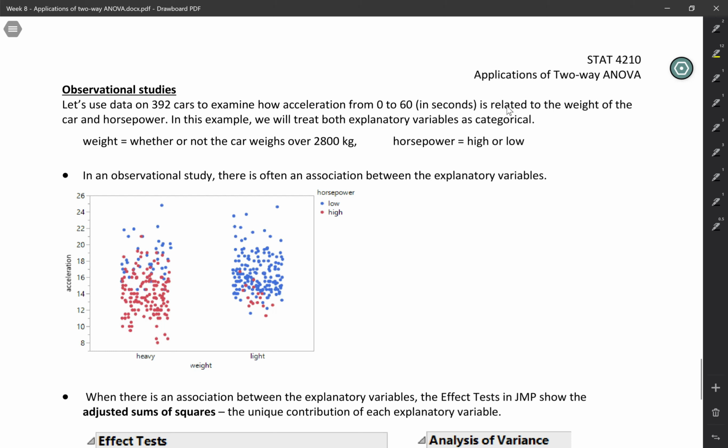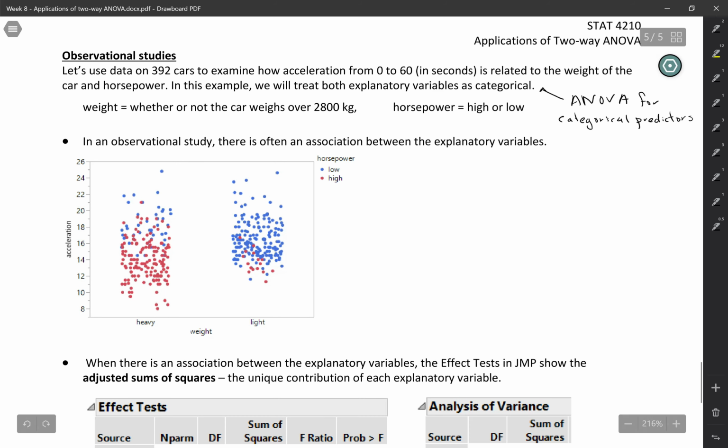So let's use some data from 392 cars to look at how acceleration, that's the time it takes the car to go from 0 to 60 in seconds, is related to the weight of the car and horsepower. Weight and horsepower can certainly be treated as quantitative, but in this example we're going to treat them both as categorical. So remember, anytime you want to do ANOVA, that's going to be for categorical predictors.